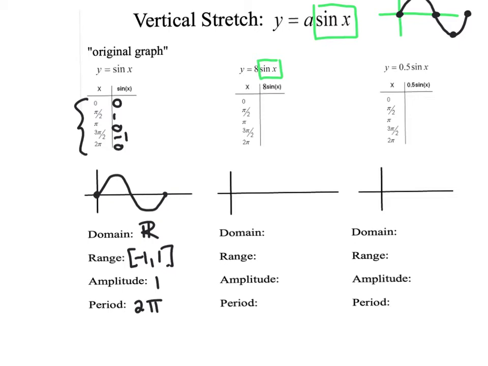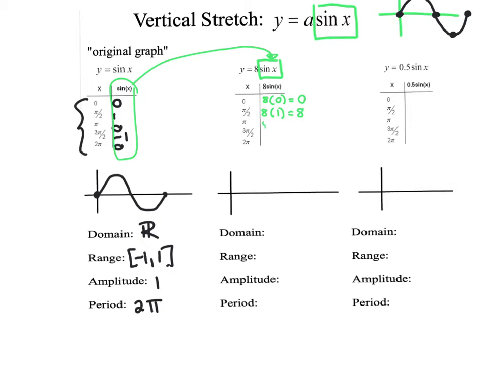So what that means is I'm going to take all of these y values, all of these ratios from before, and I'm going to be multiplying each one of them by 8. Okay, for example, right here, if I take 8 times the sine of x, well, the sine of x was 0. 8 times 0 is 0. Okay, in pi over 2, we're going to do 8 times the sine of pi over 2, which was 1. 8 times 1 is 8.